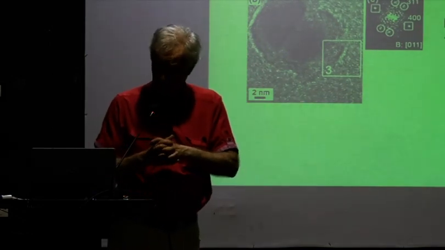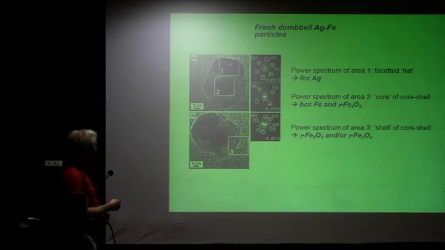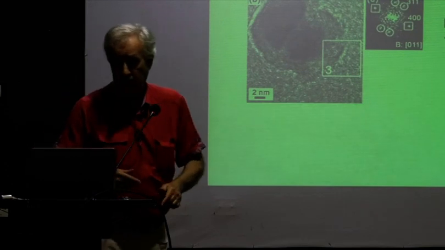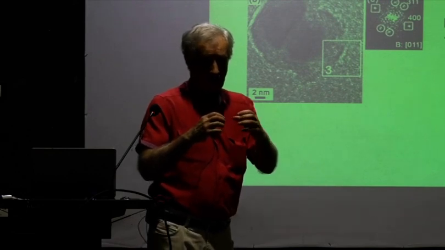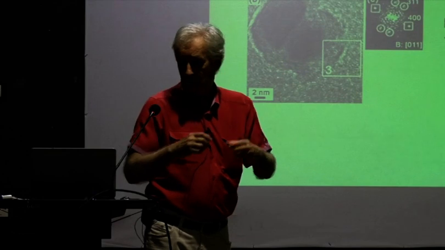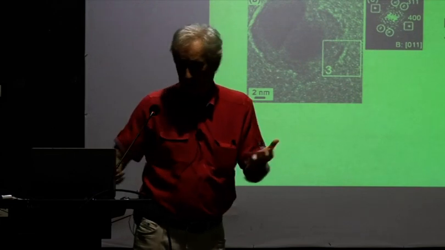So at the end, what you get when you make these particles is various structures. They look like mushrooms. So here you have silver, and then you have iron and iron oxide, and way out here you have an oxide of iron. So you can make nanoparticles, these dumbbell-like nanoparticles as they call them, of iron and silver, or iron and copper, and you may want to functionalize them.